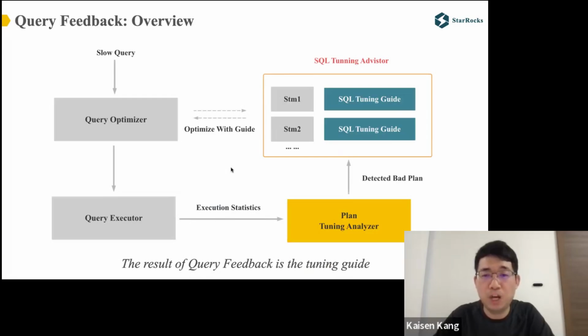StarRocks query feedback does not update the statistical information, but records a bad plan tuning guide for each type of query. As shown in the diagram, query feedback has two core modules: plan tuning analyzer and plan tuning advisor. Plan tuning analyzer checks whether there is a clear bad plan based on the real runtime information and execution plan of the query. If a clear bad plan is detected, it will be recorded. When the optimizer generates the final plan, if it finds that the corresponding tuning guide is recorded in the plan tuning advisor, it will apply the tuning guide to fix the bad plan.